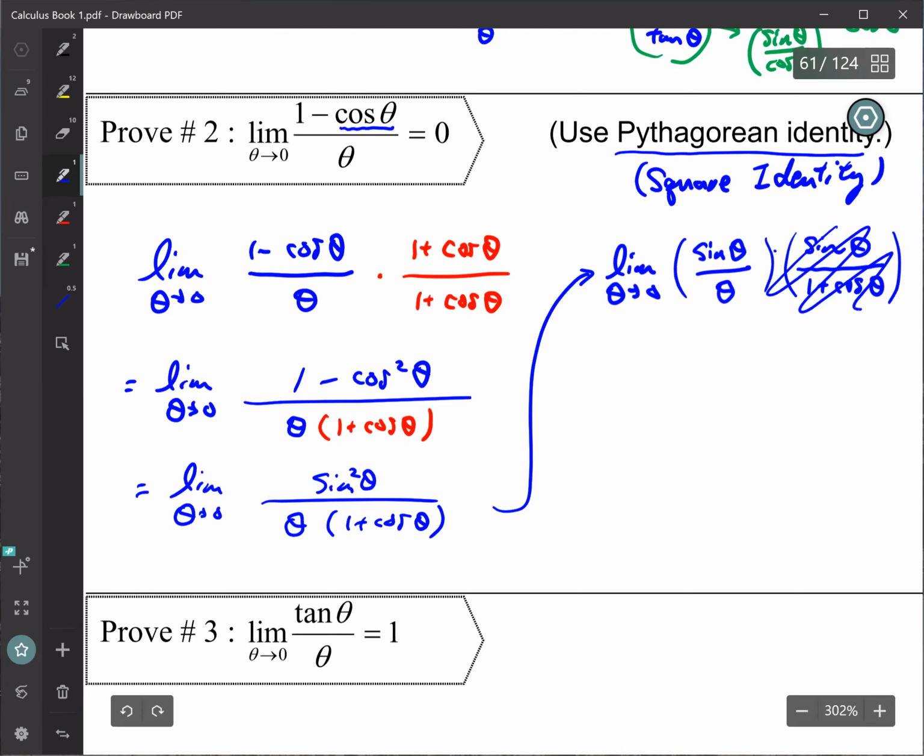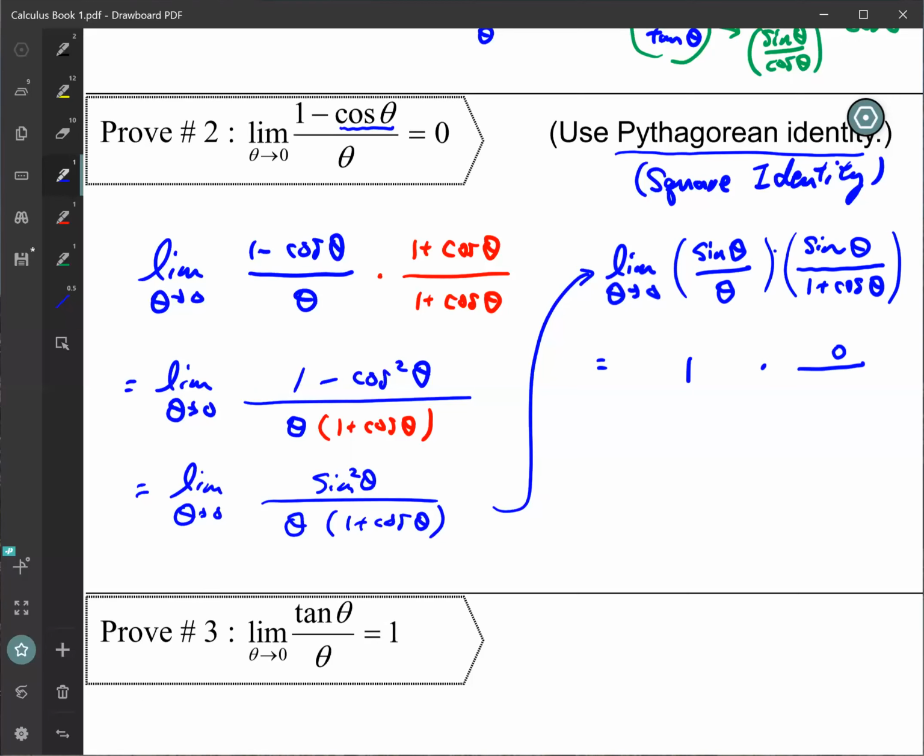So the limit of the sine theta over theta, pretend you don't see this. That part is from number 1, so we know the answer for that will be 1. Now for the second part, if I sub in 0, the numerator will be 0. What about the denominator? 2. Yeah, it will become a 2, right? It's no longer 0 over 0. So that's okay. So you get 0 at the end. So that's how you prove the second one.